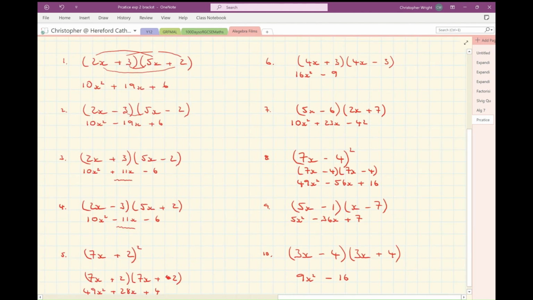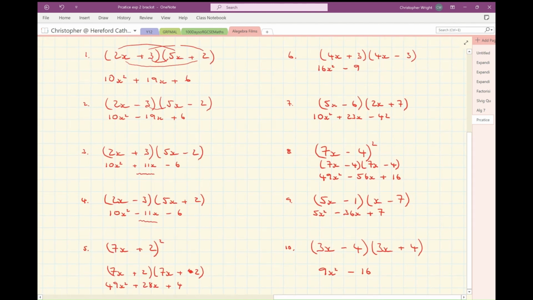So there you have it. There are 10 examples of expanding two brackets with a coefficient on the x's. You will find further opportunities to practice later in this playlist, including links to a booklet which gives you loads of practice of doing this. Remember, practice until you can't get them wrong.